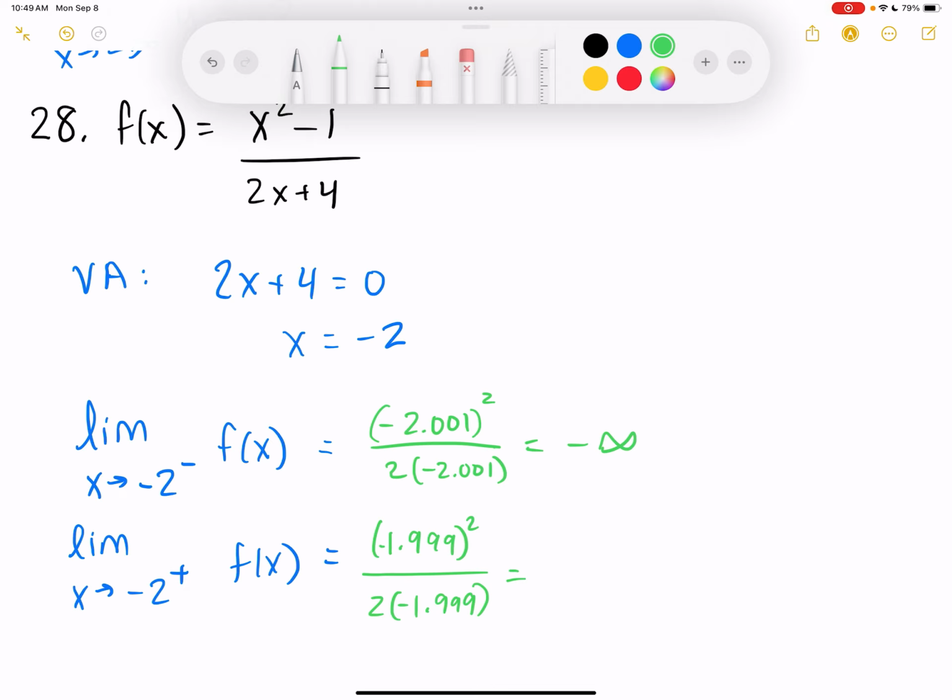Check this answer in the back. I think I have it written. What number is this? 28. Positive infinity.